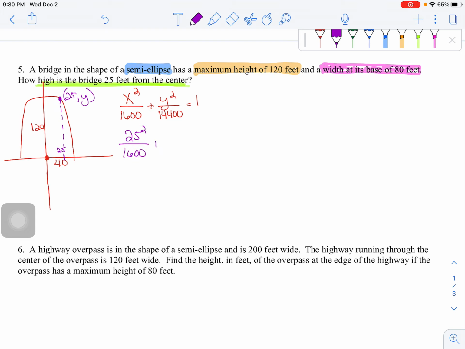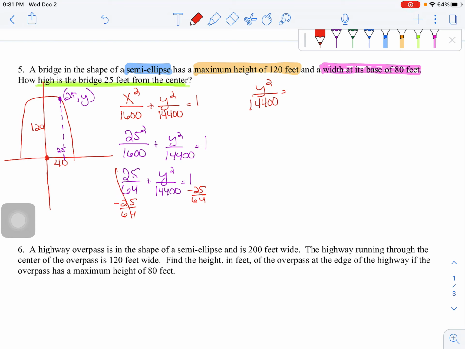So I'm going to replace x with 25. So 25 squared over 1600 plus y squared over 14,400 is equal to 1. All right, so 25 squared over 1600 is a slightly better fraction than it is a decimal. So it's 25 over 64. I just put it in my calculator. Okay, I'm going to subtract 25 over 64 from both sides.